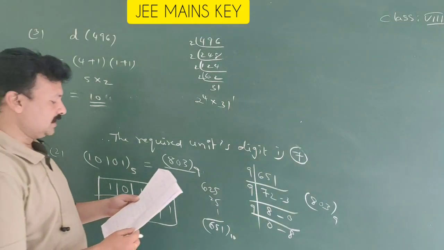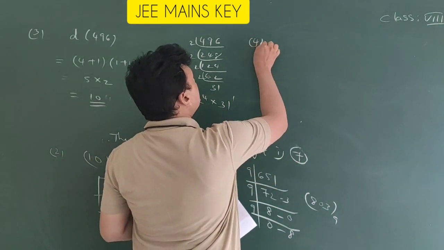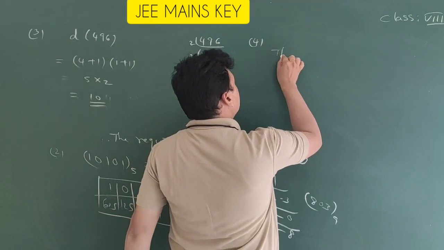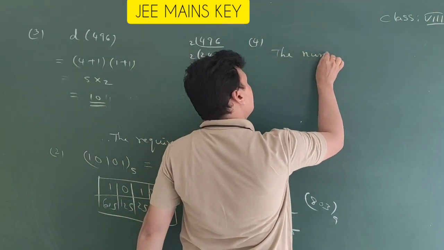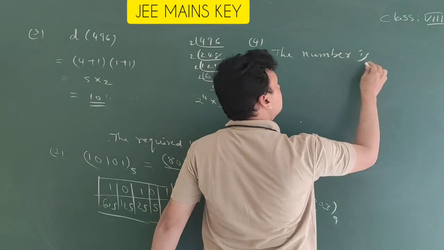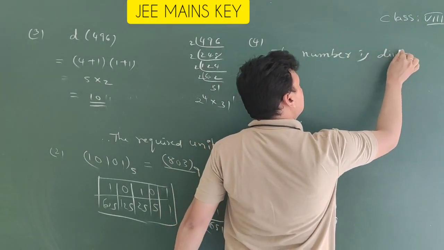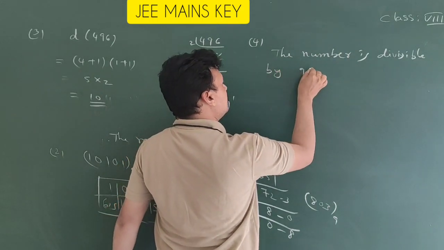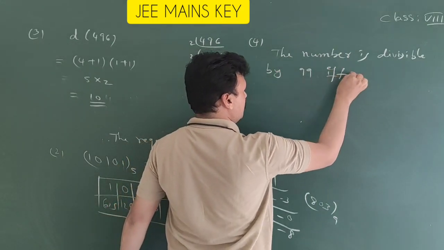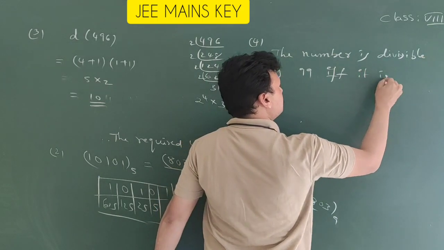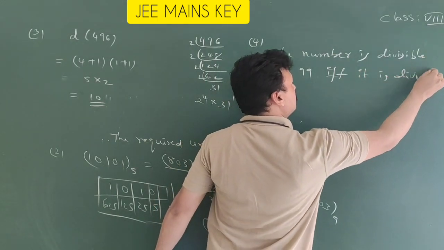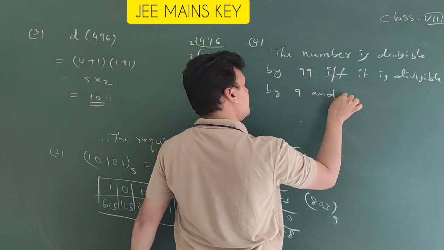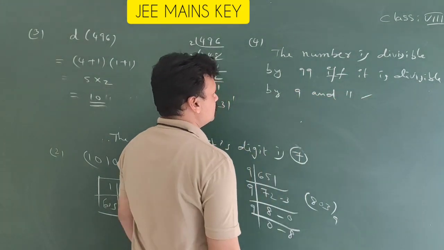Next, which one of the following is divisible by 99? A number is divisible by 99 if and only if it is divisible by 9 and 11 both.